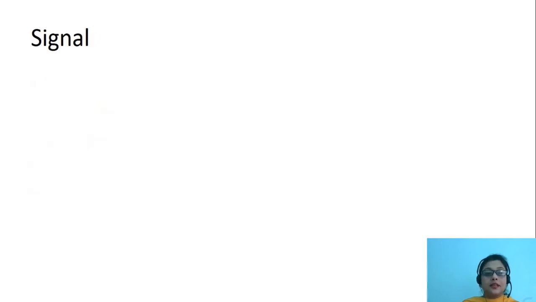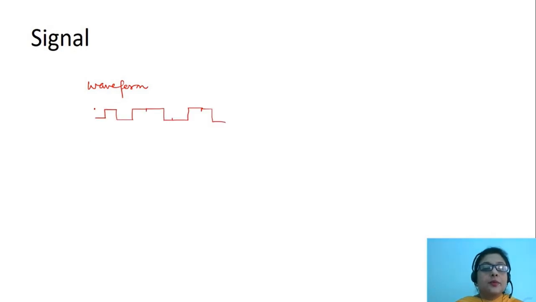So what is a signal? A signal basically is a waveform. If we have data, suppose the values are 0, 1, 0, 1, 1, 0, 0, 1, 1, 0. This is data. Now this data cannot be passed through the transmission medium.